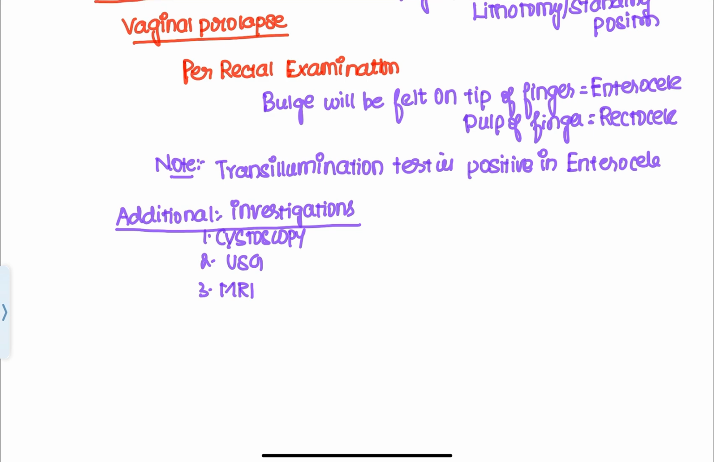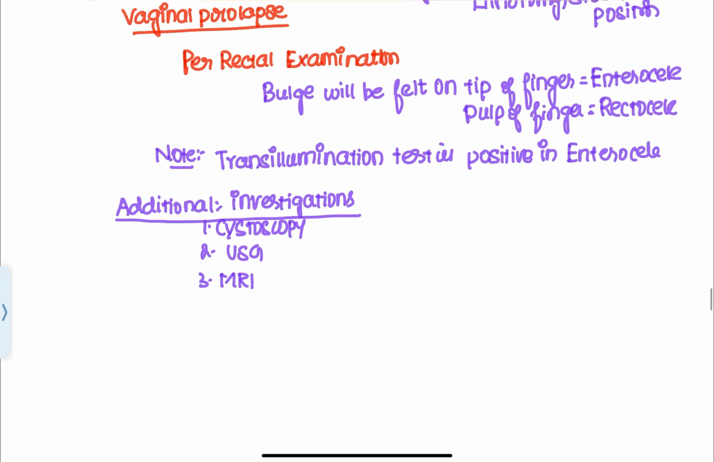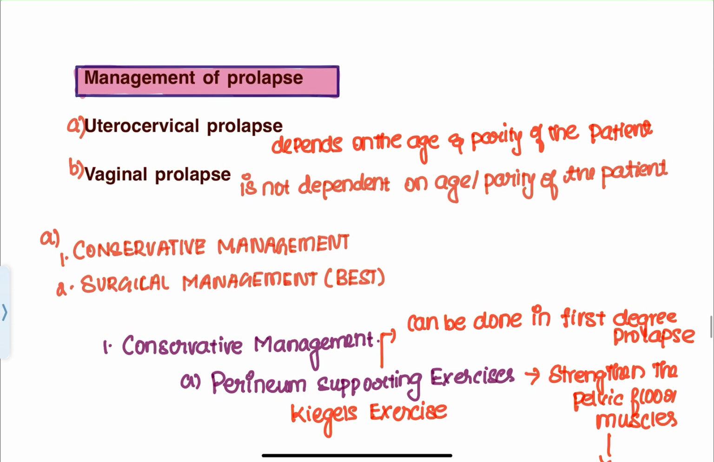Apart from that, as additional investigations in cases of complex prolapse, you can do cystoscopy to evaluate the bladder and check for dribbling of urine. Ultrasound can also be done, and magnetic resonance imaging can also be done to evaluate in detail in cases of complex prolapse. Is that clear now? Yes.